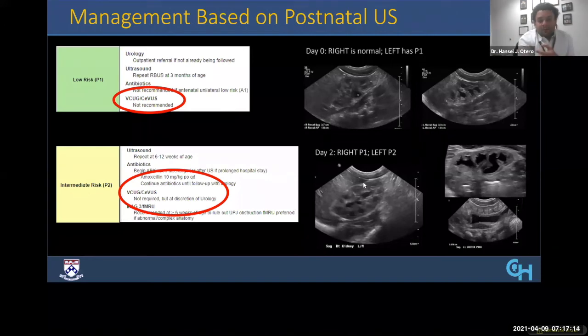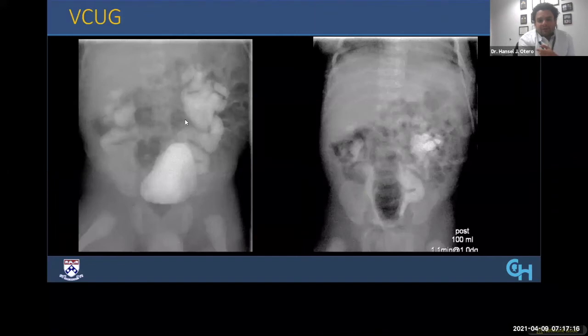This baby went to BCUG, and these are the images. So you see that there is reflux into both sides. All right. Even here after void, we still have some residual contrast in both collecting systems. And the ureters are very dilated.